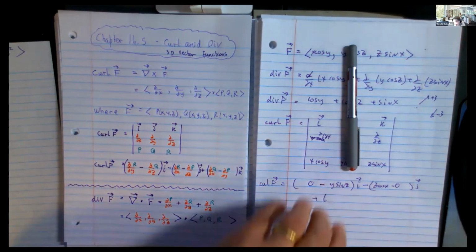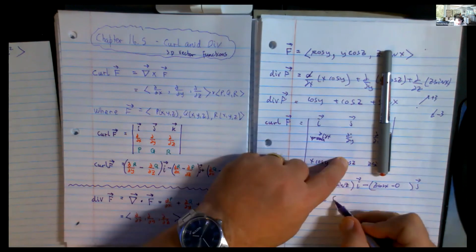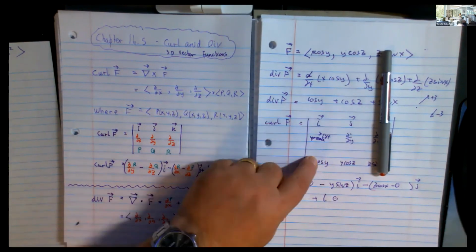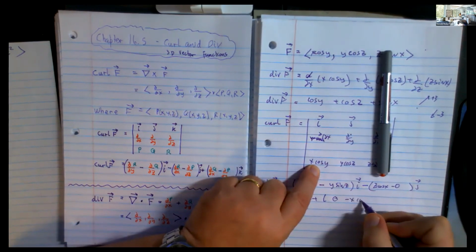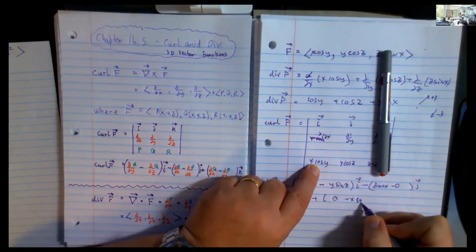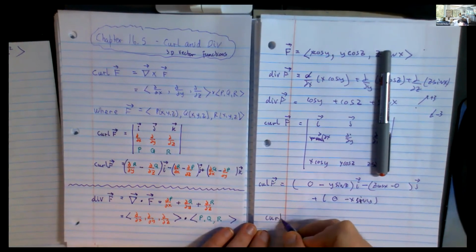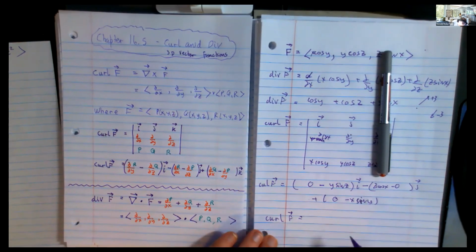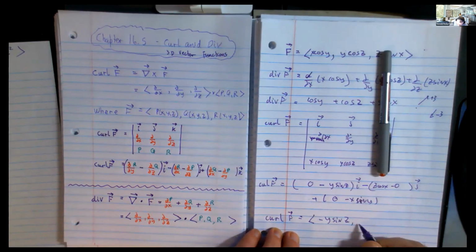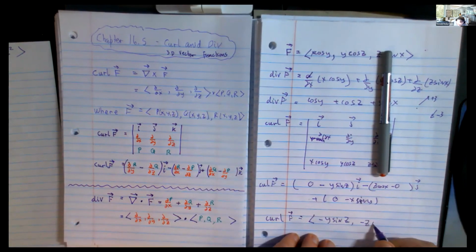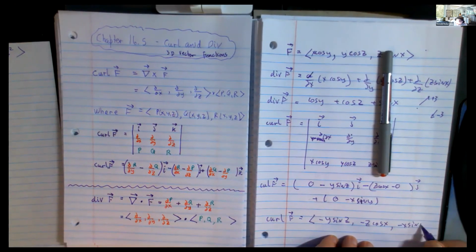Now we'll do the k's. The partial derivative of this with respect to x is 0. Take away the partial derivative of this with respect to y, which is -x sine y. So the whole piece together gives me -y sine z, -z cosine x, and -x sine y.